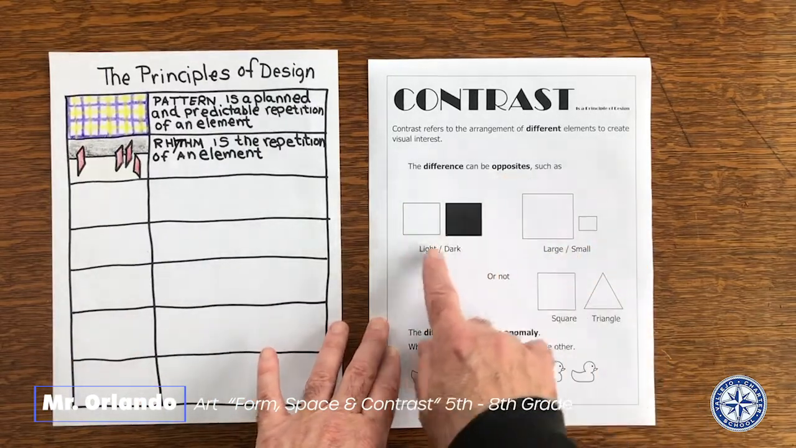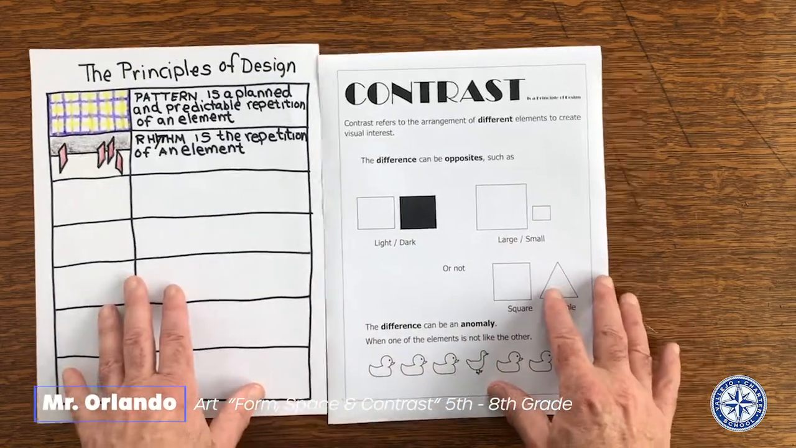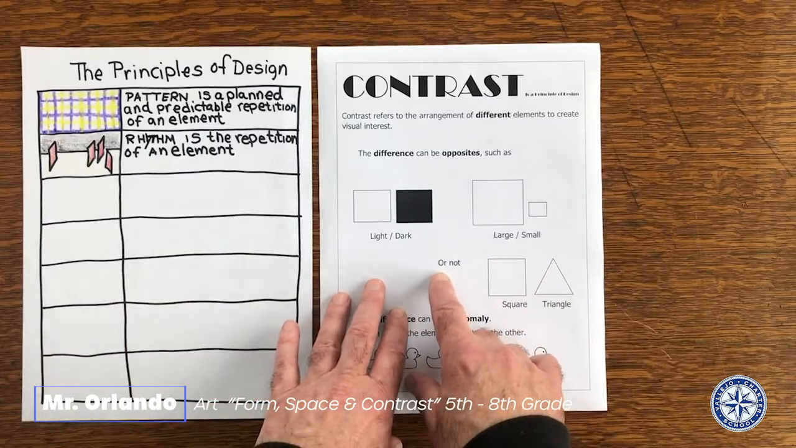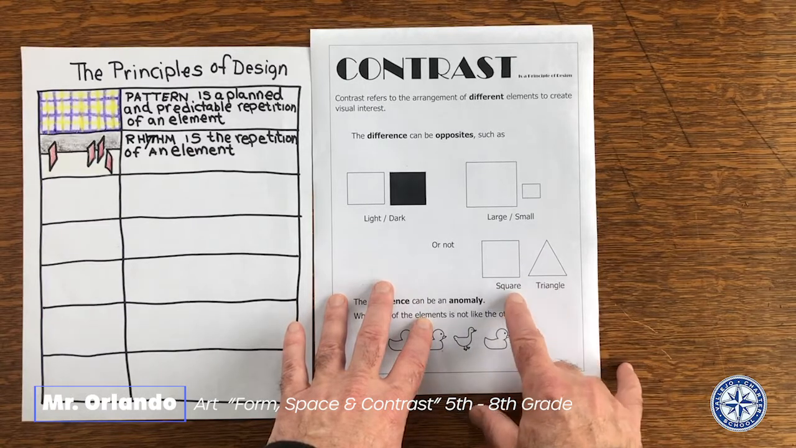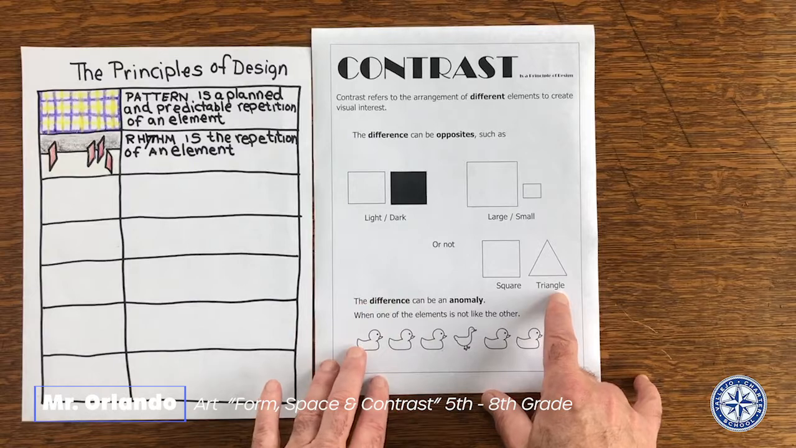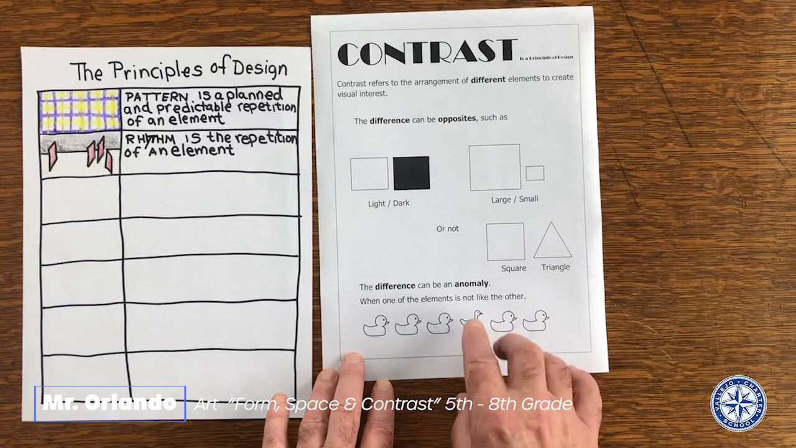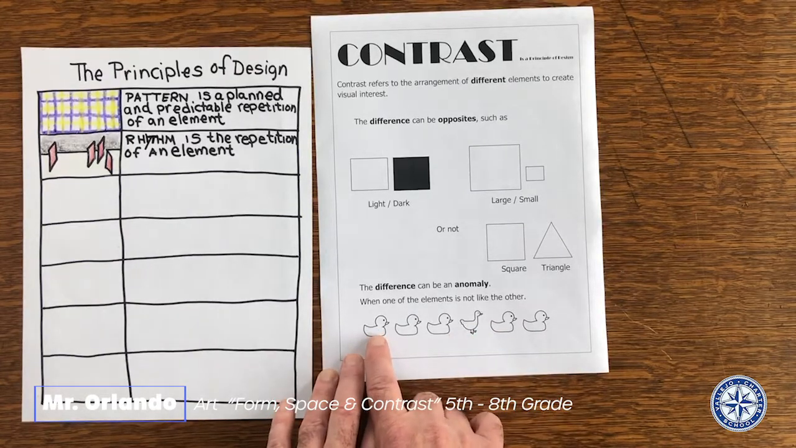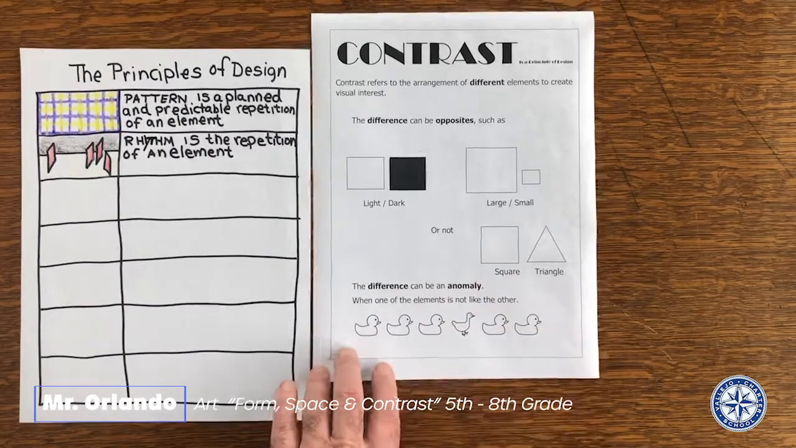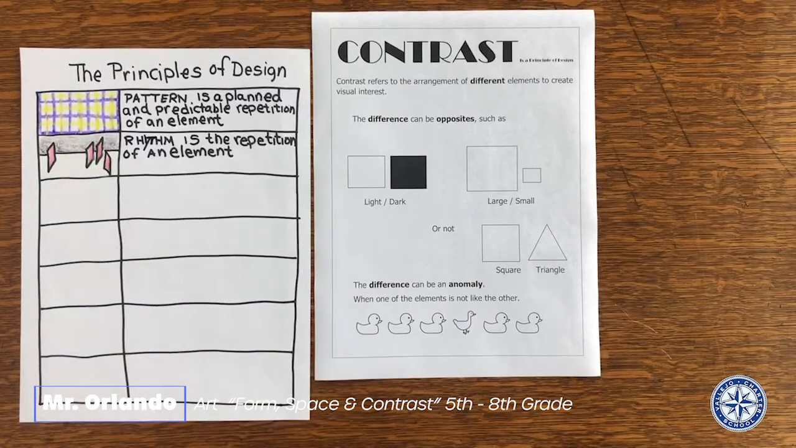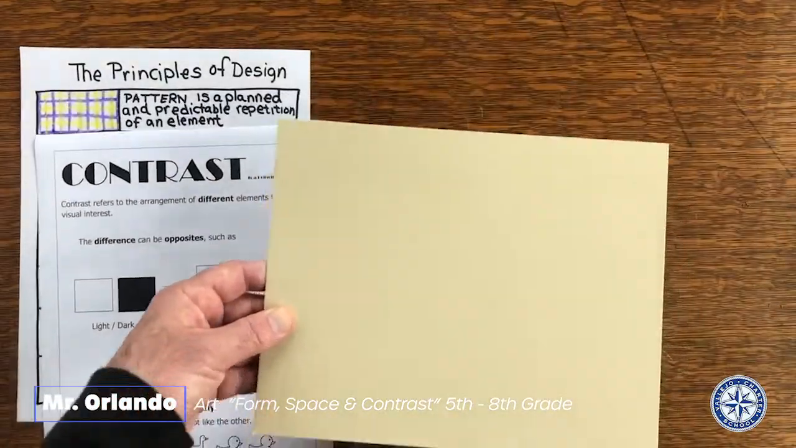Differences can be opposites, such as light and dark, or large and small, or you can also have contrast without it being an opposite, such as a square and a triangle, which are different, but they're not opposites of each other. The difference can also be an anomaly, which is something that stands out. In this sense, you've got a duck, duck, duck, goose, duck, duck. Okay, so it's something that stands out.